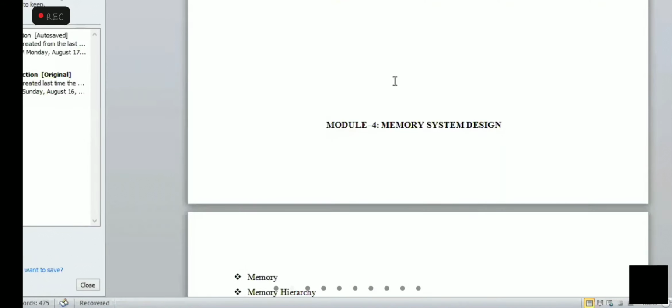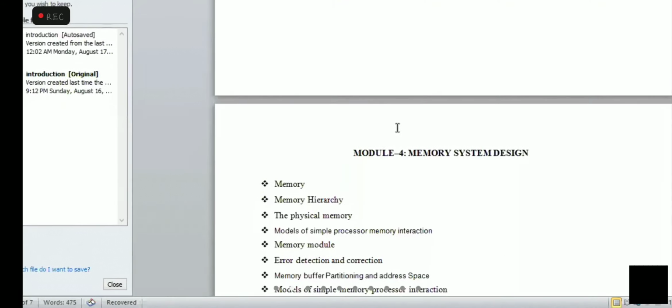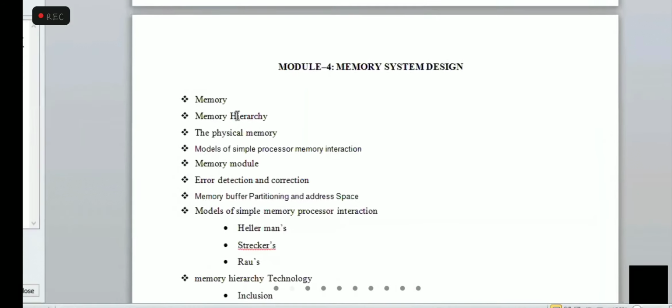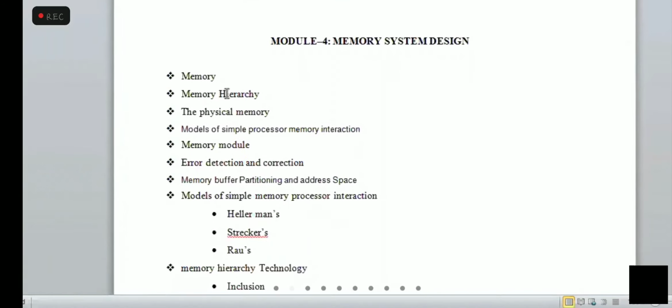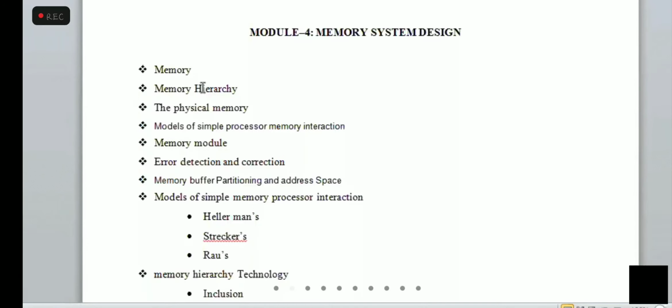The next topic is memory system design. In this, what is memory hierarchy, what is the structure of memory hierarchy, what is physical memory, what is logical memory, what is the model of simple processor memory interaction, what is a memory module, error detection and correction, memory buffer, partitioning and address space. We will partition the memory into a physical address space and a logical address space. On the basis of partitioning, we will discuss some numericals also.